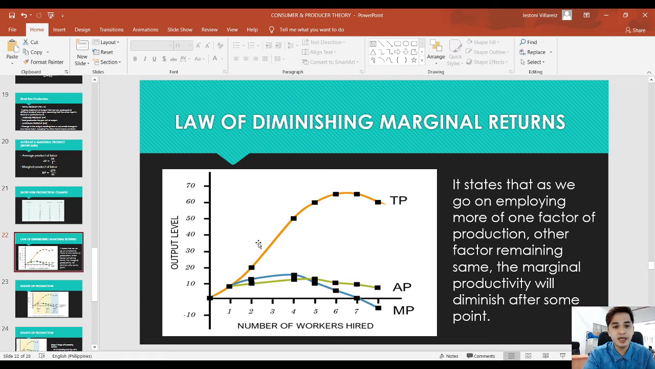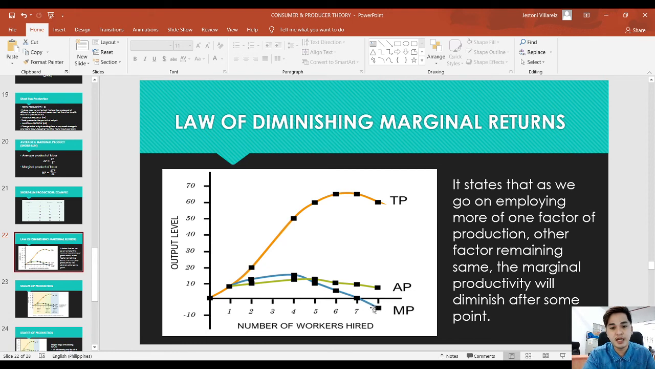So your TP is increasing. Okay, it's slowly increasing until it reaches maximum and then it will decrease. Same as your AP and MP. At first, increasing sila, but at some point, if you add additional workers, their productivity will decrease.